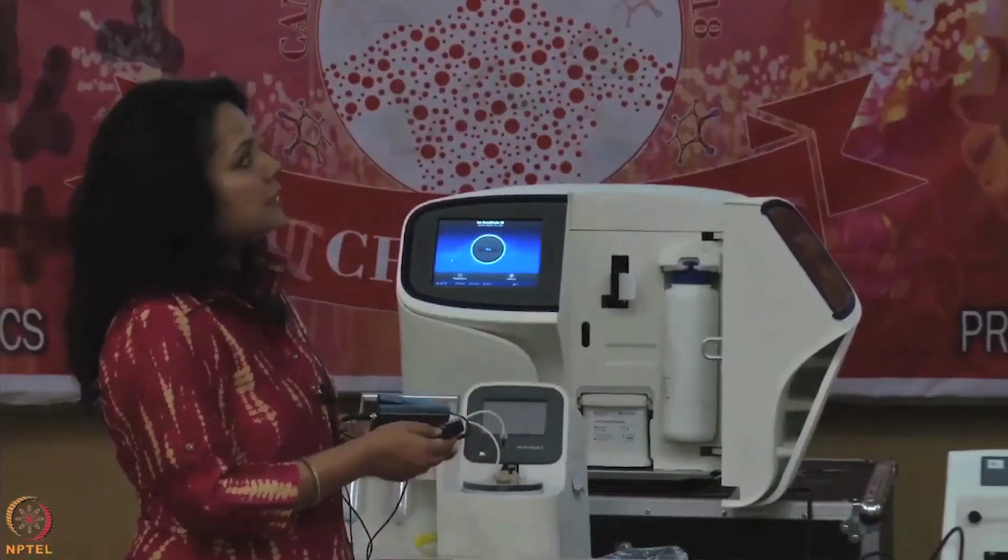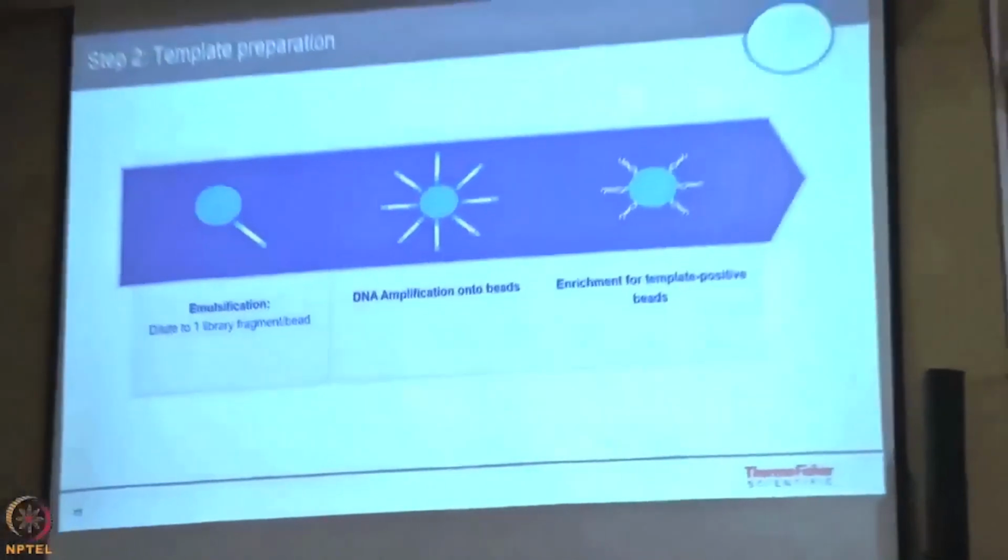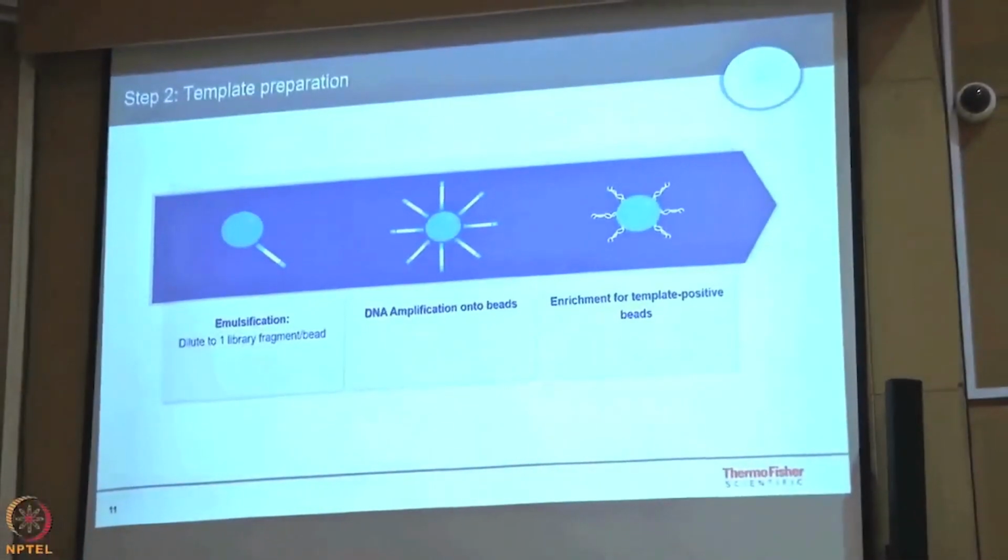So this was the second step, which is template preparation, which can be done in a semi-automated way. You would use an OT2 and an Enricher. When you want to opt for a fully automated way, it is Ion Chef, which we could not get here, but we have a video, we will show you that video.